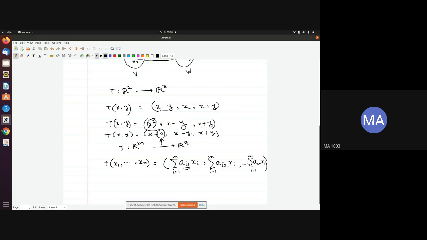Anyone has any doubt till this portion, or should I move ahead? There are two little things which are remaining in this chapter, in this week. Anyone has any doubt till this point? No, sir. Okay, great.